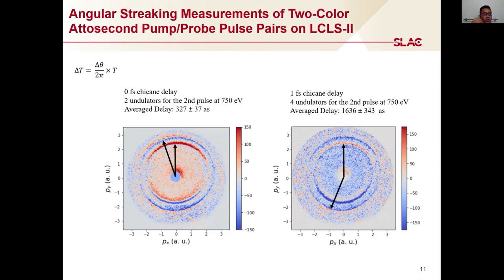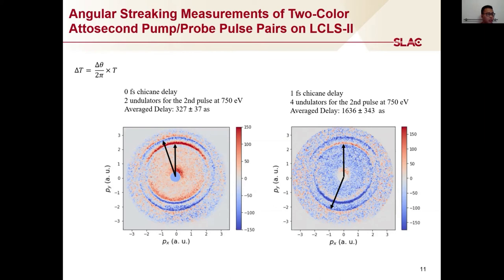So in the left-hand situation, there is no chicane delay, and there are two undulators for the second color. So the delay is around 300 attoseconds. For the second case, the delay in the chicane is about 1 femtosecond, and we use 4 undulators for the second pulse. The average delay in this case is about 1.6 femtoseconds.